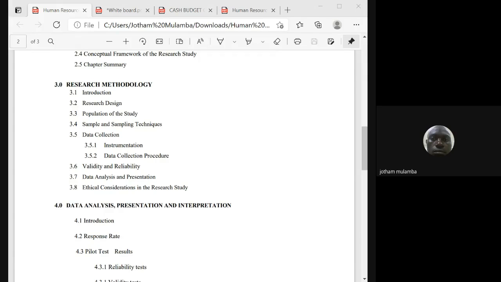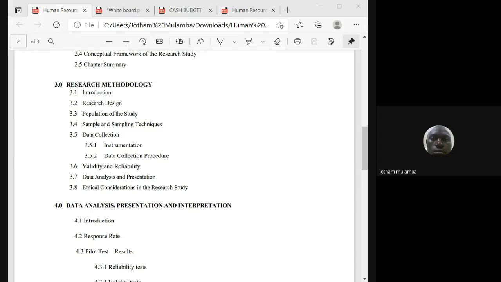Because in 3.5.1 we have to discuss instrumentation. If we are going to use, let's say, questionnaire, questionnaire is a method of data collection, and questionnaire is also an instrument of data collection. So if you tell us about the instrumentation, you tell us you are going to use questionnaire as a method of data collection, and also as an instrument to collect data. Then you'll define for us what a questionnaire is and why you prefer it over any other instrument or method of data collection.